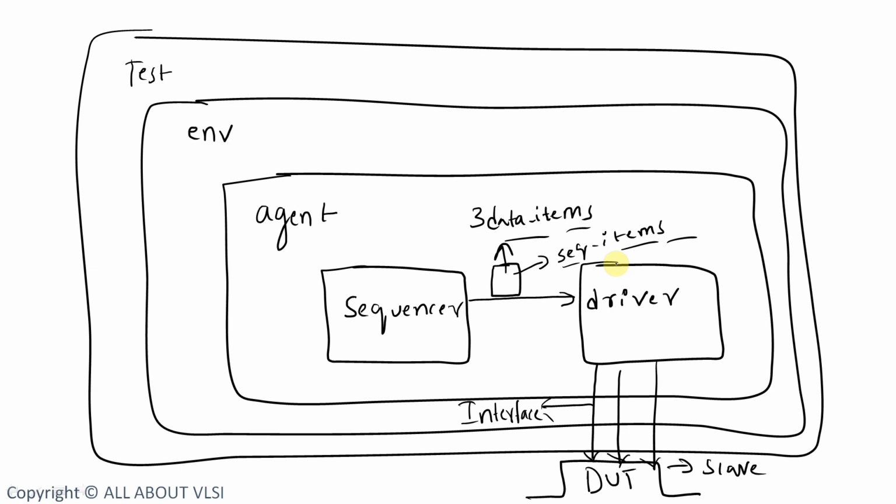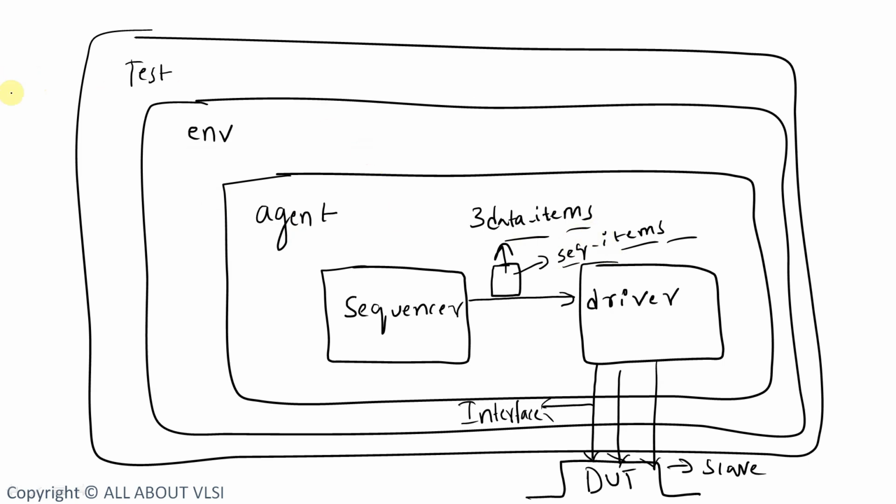Now, how is this sequencer getting this randomized data? In our previous session we have already seen that the sequencer is just acting as a bridge between your driver and sequence. The sequence is generating this randomized data. It wraps all the data inside an object, and sends this object to the sequencer, and the sequencer sends it to the driver. These objects are nothing but our sequence items.